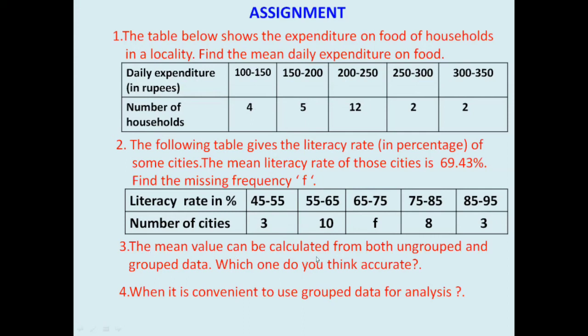The mean value can be calculated from both ungrouped and grouped data. Which one do you think is accurate? Here we did the problems of ungrouped and grouped data, but are we getting the same answer or not? Why are we not getting the same answer, and which is accurate? You have to think and write yourself. When is it convenient to use grouped data for analysis? Why are we not using ungrouped data, why is it convenient? You have to think yourself and write your analysis for this.